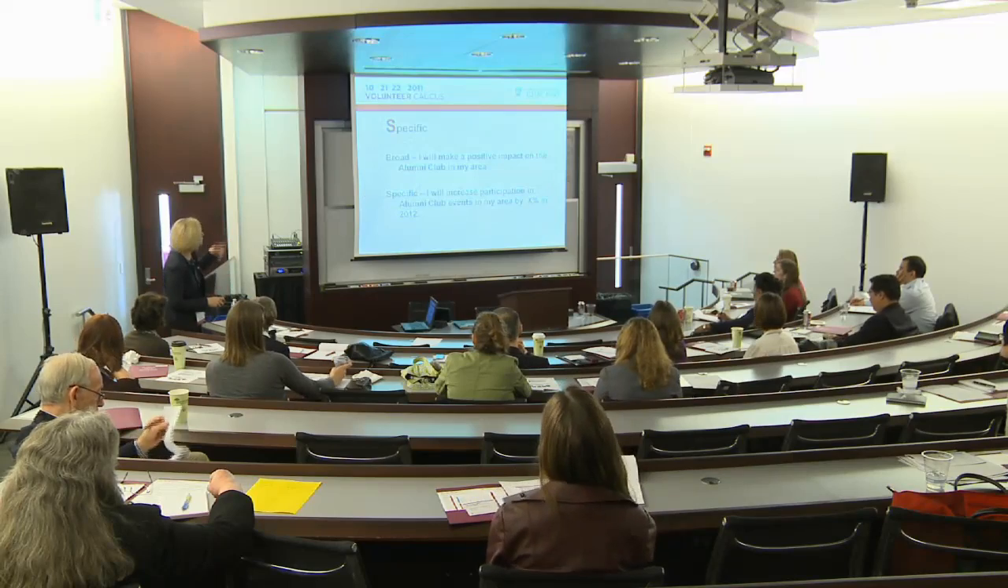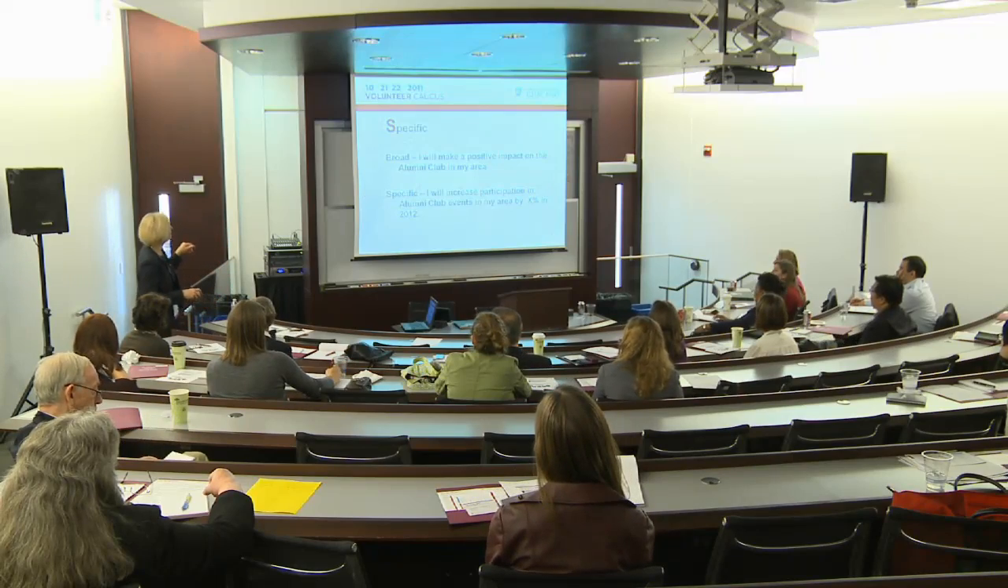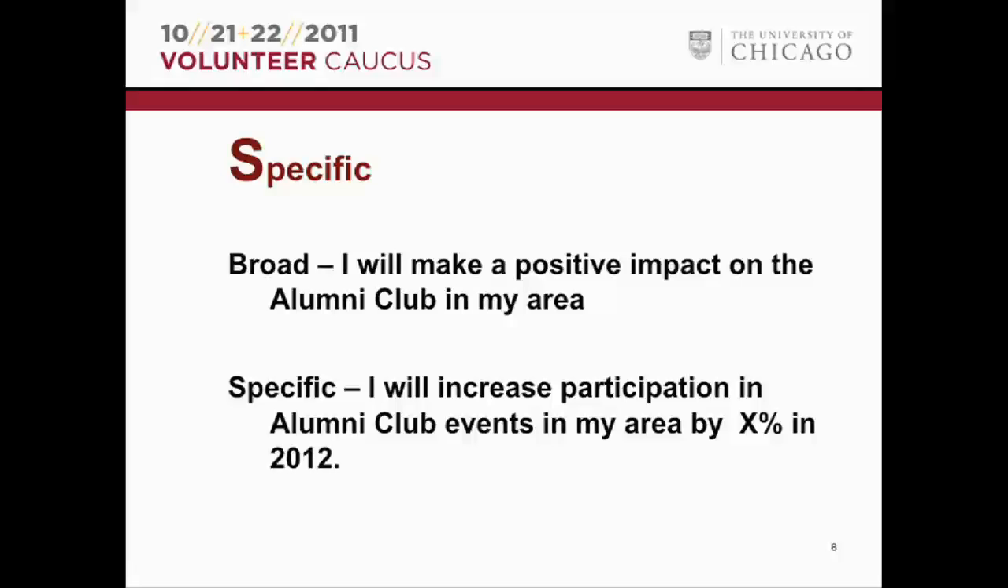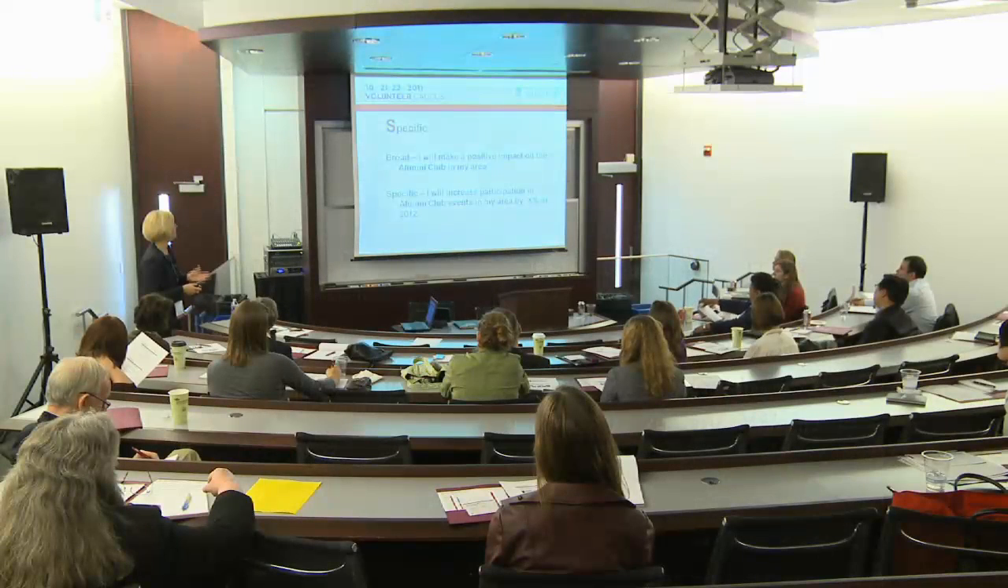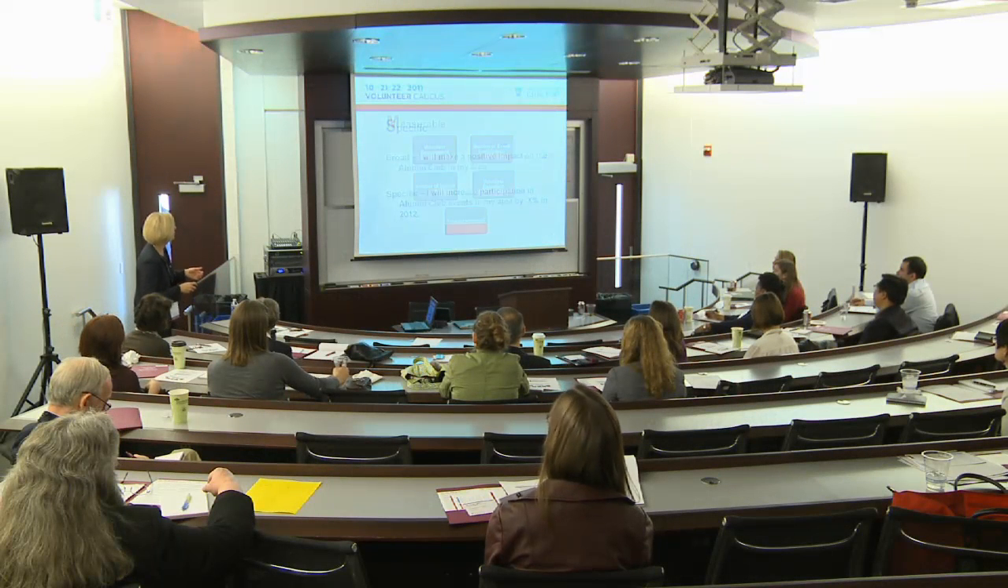So this is the first one. We're going back under each of these. S for specific. Broad: I'll make a positive impact on the alumni club in my area. Very, very broad. How in the world would you know if you achieved that? Make it more specific: I'll increase participation in the alumni club at events in my area by X% in 2012.